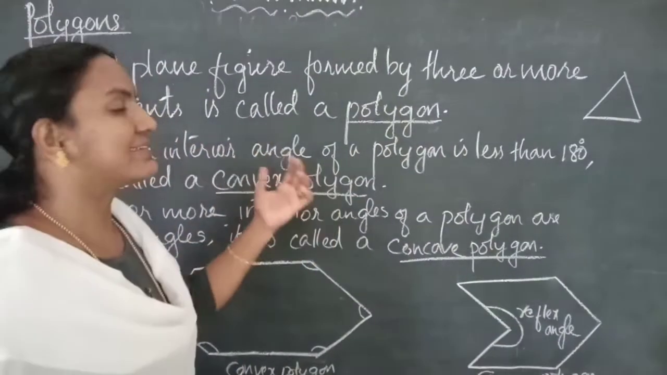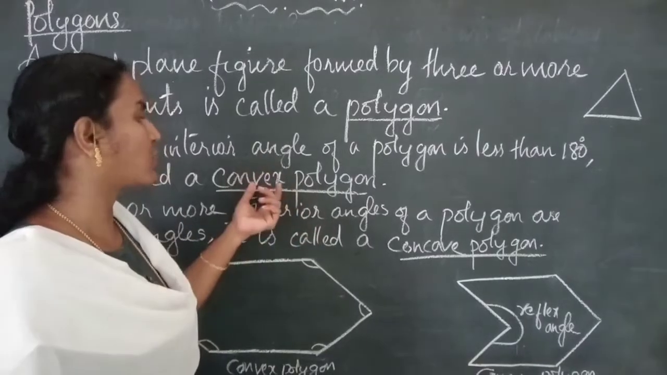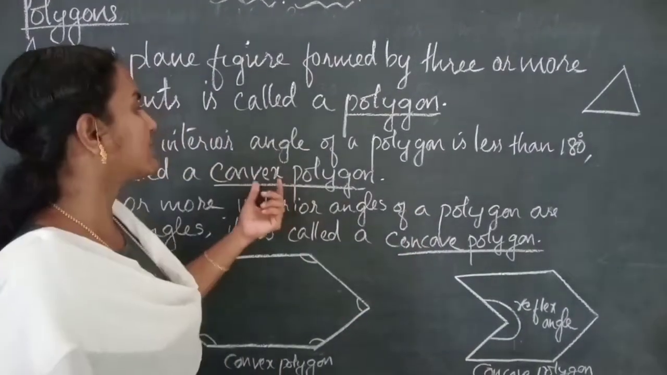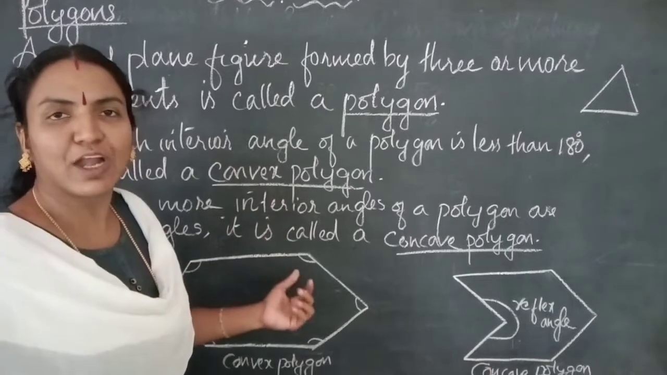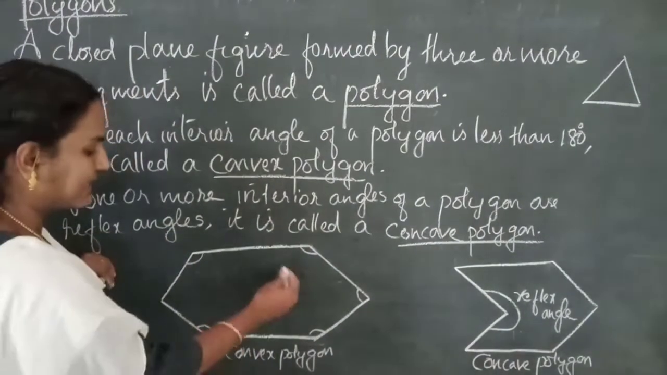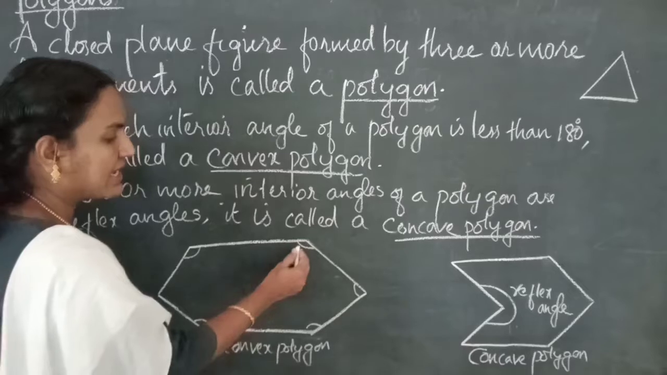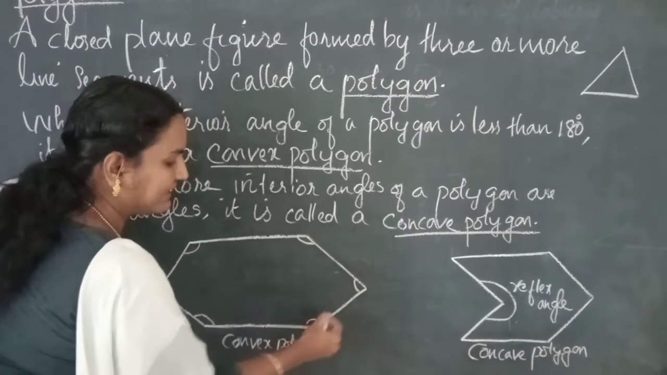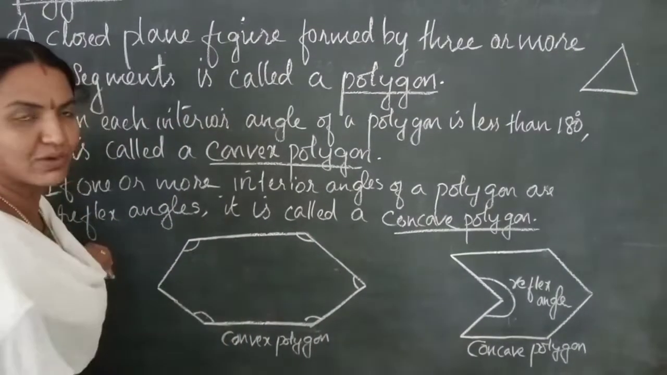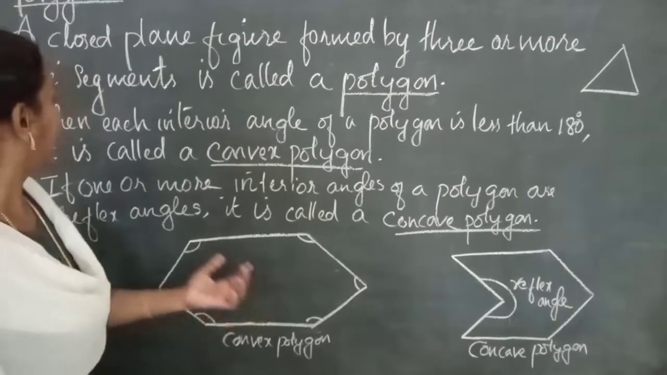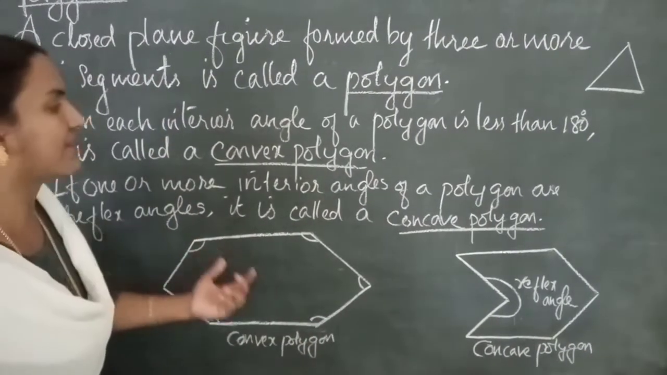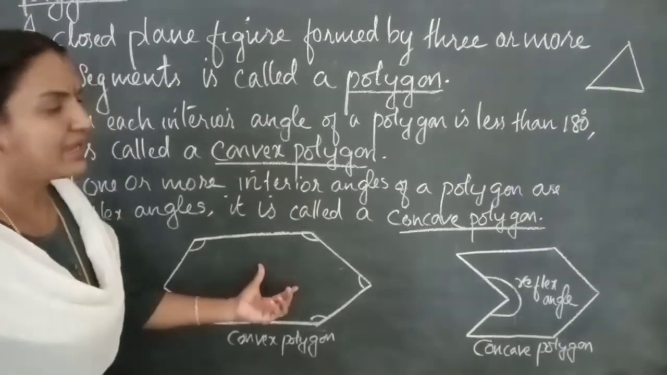Next, we shall discuss the types of polygons. One is convex polygon. The next one is concave polygon. Convex polygon means the interior angles of a polygon are less than 180. Here is an example of a convex polygon. These are interior angles, and these angles are less than 180. So this is a convex polygon. When each interior angle of a polygon is less than 180, it is called a convex polygon.